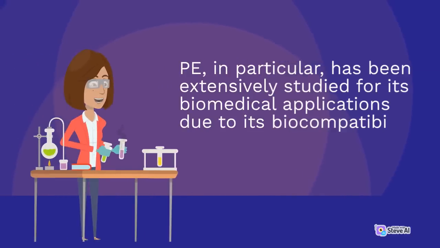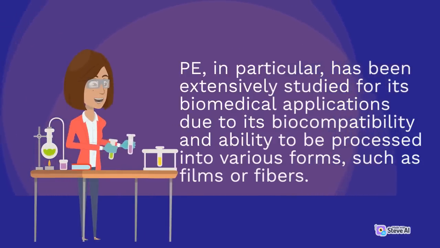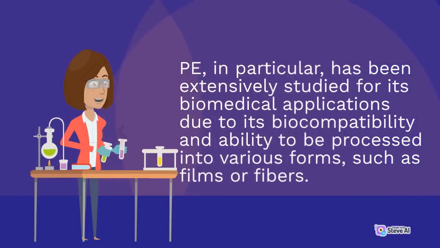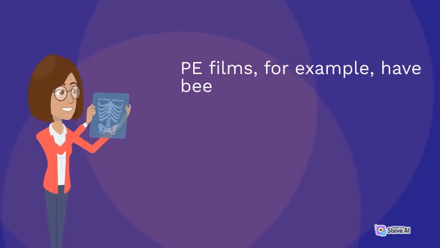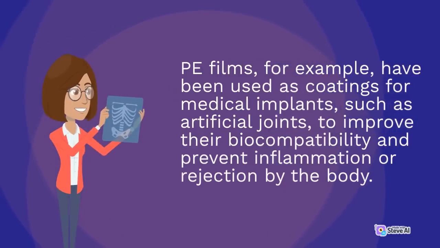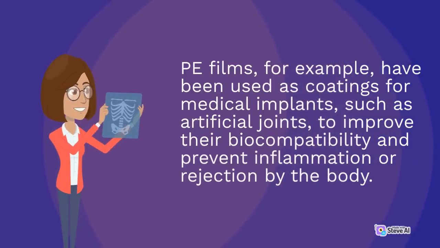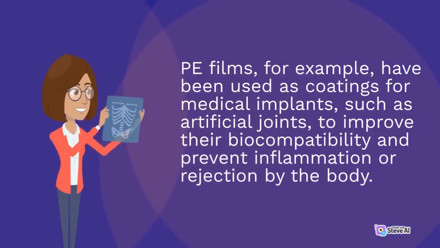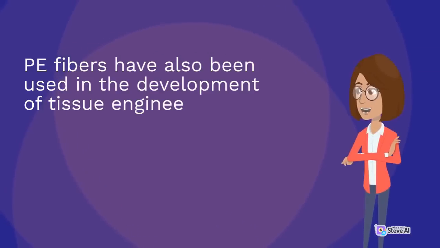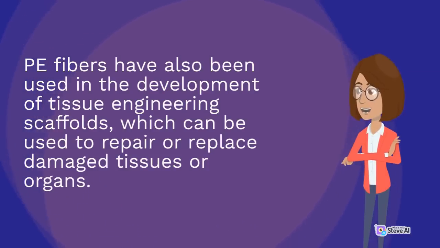PE, in particular, has been extensively studied for its biomedical applications due to its biocompatibility and ability to be processed into various forms, such as films or fibers. PE films, for example, have been used as coatings for medical implants, such as artificial joints, to improve their biocompatibility and prevent inflammation or rejection by the body. PE fibers have also been used in the development of tissue engineering scaffolds, which can be used to repair or replace damaged tissues or organs.